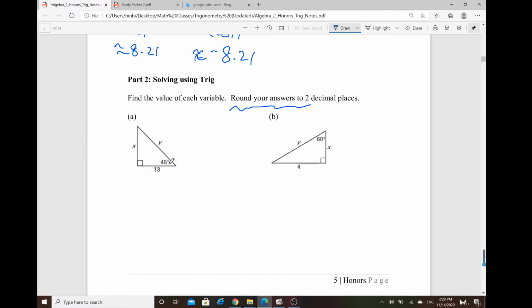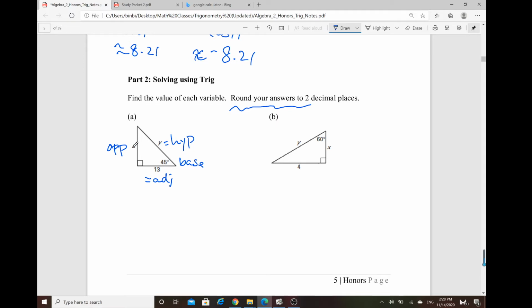So as you do know this, 45, that's the base angle. So 13 would be the adjacent. X would be the opposite here. And then Y would be considered the hypotenuse. So let's give some label for those elements.